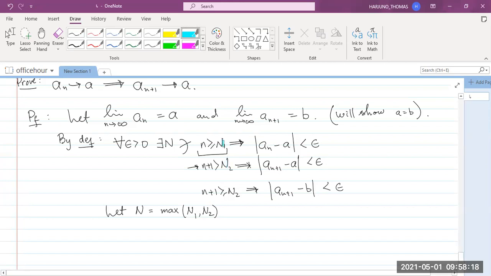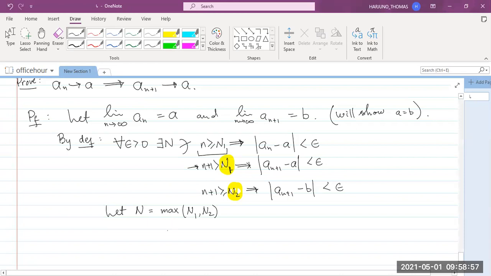So we can find another N which is the larger of these two numbers, the larger of those two numbers. My computer is screaming very loud. So sorry. So the larger of those two numbers.